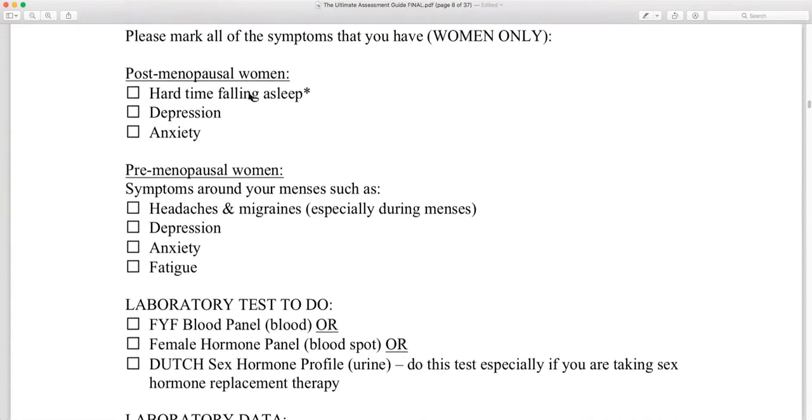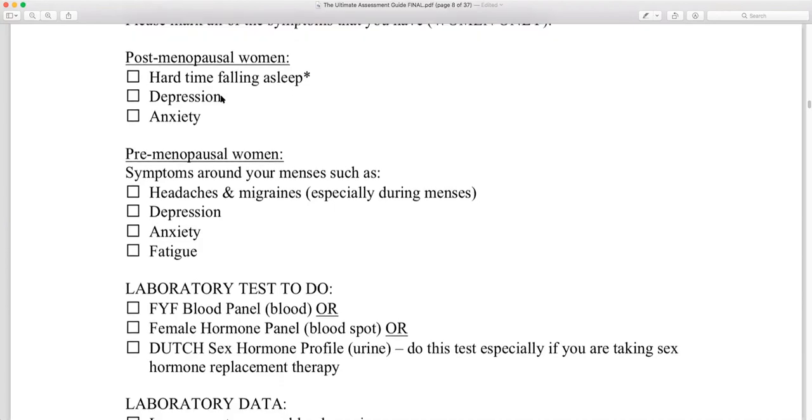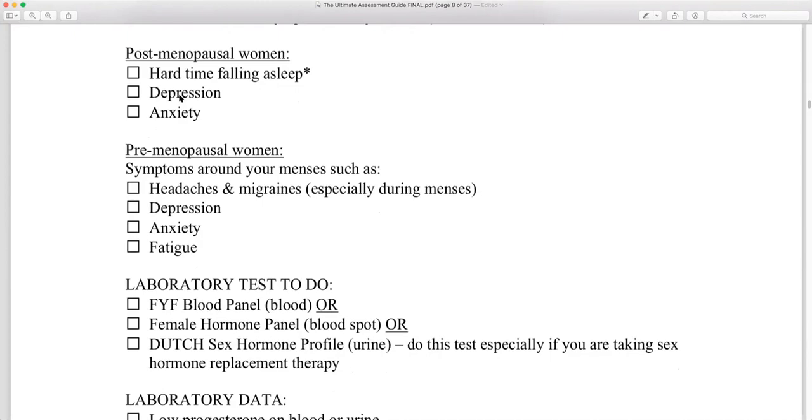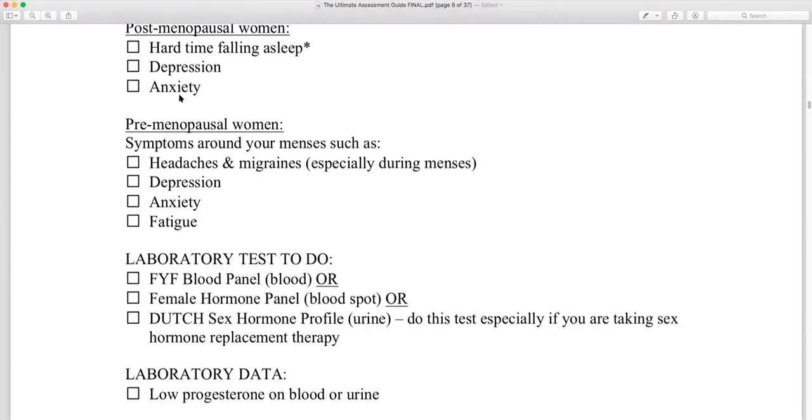So the main one for postmenopausal women is a hard time falling asleep. So estrogen helps women fall asleep. Progesterone helps women fall asleep. Estrogen helps them stay asleep. And typically we know if it's one of those hormones, if it was significant after menopause. So somebody hit menopause and then all of a sudden they had a hard time falling asleep. We know that it's progesterone deficiency, or they hit menopause and they have a hard time staying asleep, and that's more estrogen deficiency. Then also depression and anxiety. Progesterone is known as the cuddle hormone. So it helps with mood issues.